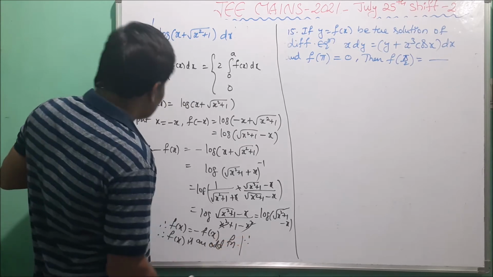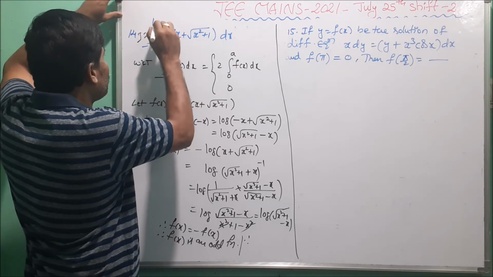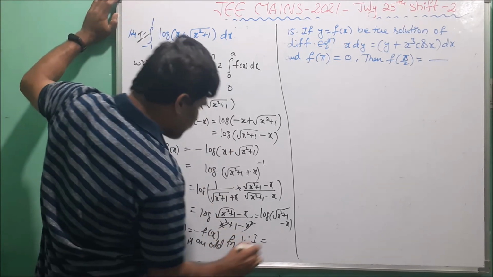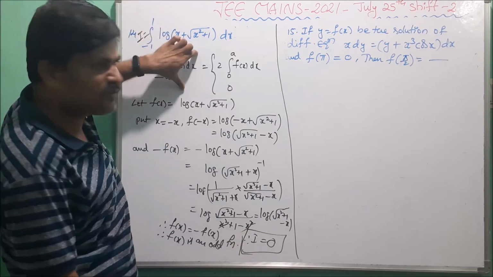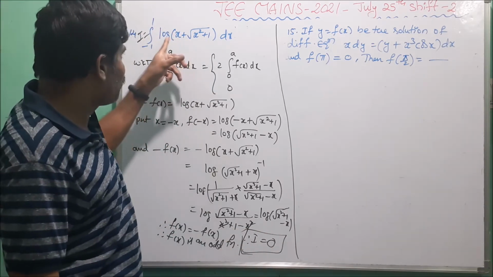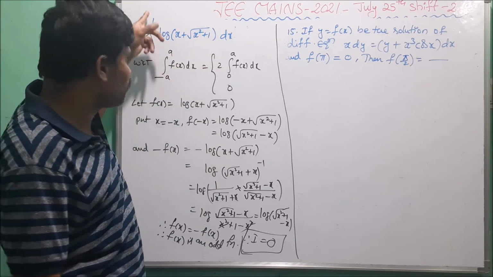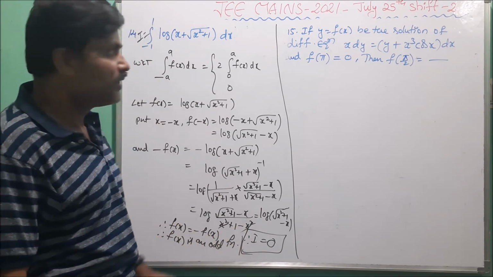Now here the integral value is 0. Let us call this integral I. Therefore, the integral I equals 0. Using this formula, the integral of log of x plus square root of x square plus 1 between the limits minus 1 to 1 will be equal to 0. So this is the solution.